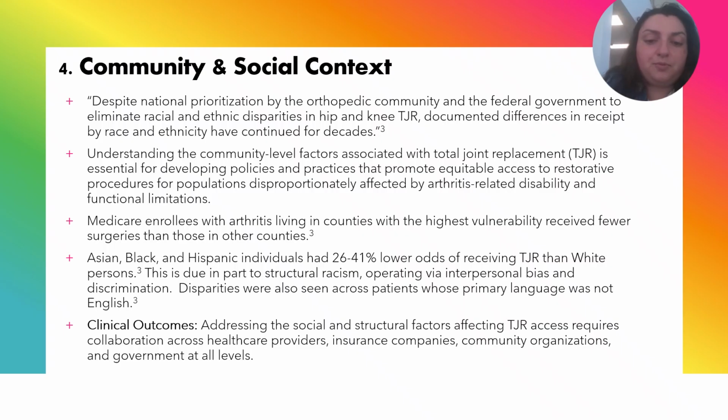Again, people who were enrolled in Medicare who had arthritis, living in counties which experienced high vulnerability scores, received fewer surgeries compared with those in lower vulnerability areas. So the bottom line, the outcome here, is that addressing social and structural factors affecting surgical access requires collaboration across many fields and professionals, including healthcare providers, insurance companies, community organizers, and government at all levels.